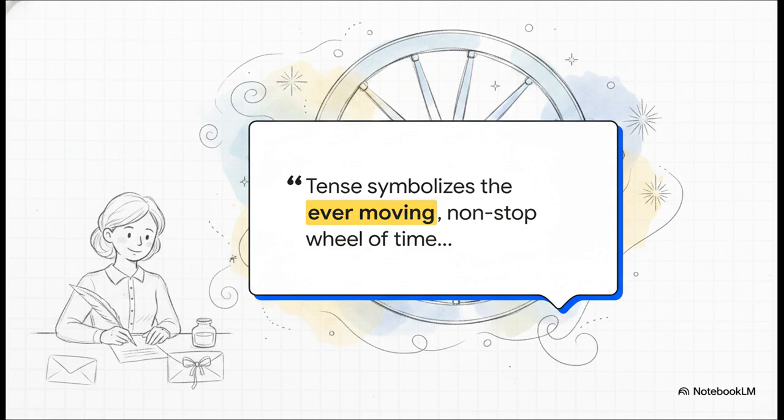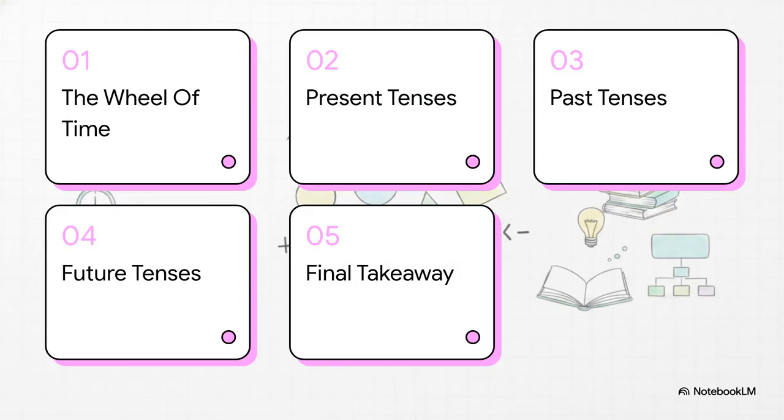To track our mathematical variables across this giant wheel of time, we'll be following one single, constant action, a woman writing a letter. By keeping the action simple, the mathematical changes in the tenses are going to become incredibly obvious. Okay, let's dive into this. Here is the roadmap for our journey today. First, the wheel of time. Second, mastering present tenses. Third, exploring past tenses. Fourth, predicting future tenses. And we'll wrap up with the final grammar takeaway.